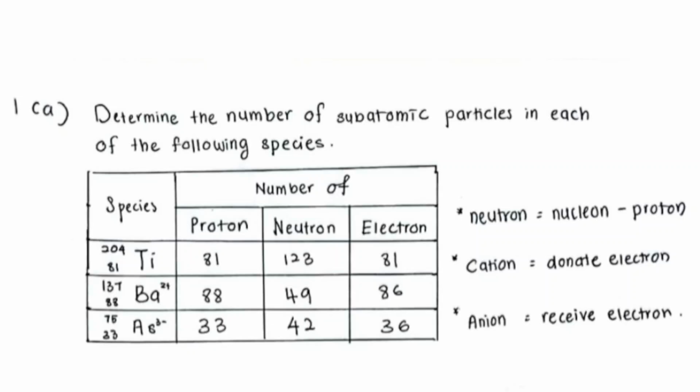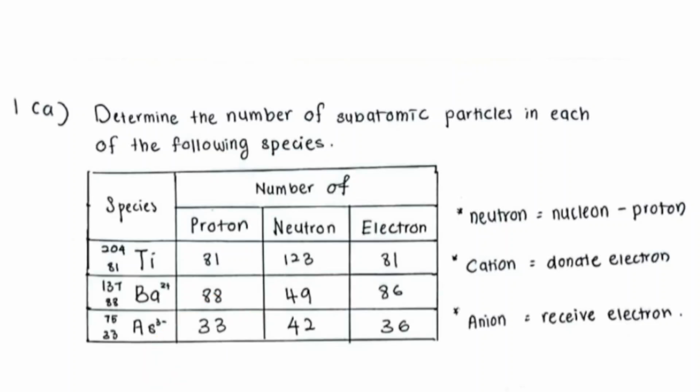From the isotope notation of titanium, we found that 204 represents the number of nucleons, which means the total number of neutrons and protons in the nucleus, while 81 represents the number of protons. So we already know the number of protons for titanium is 81, while for barium it is 88, and for arsenic it is 33.